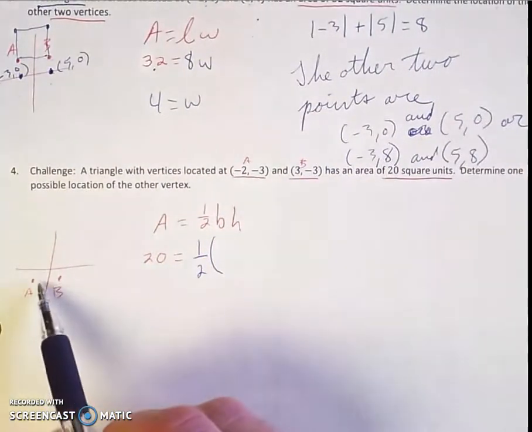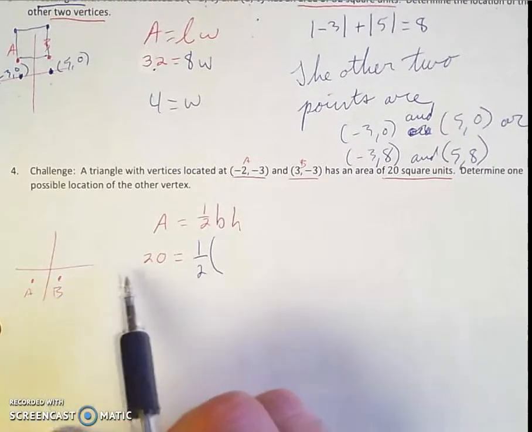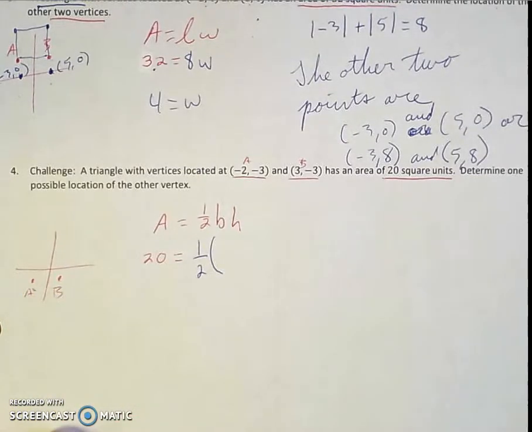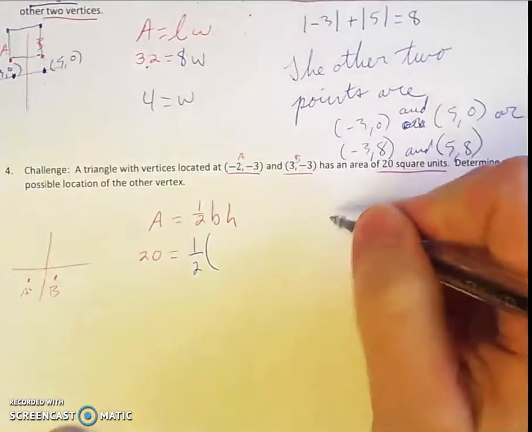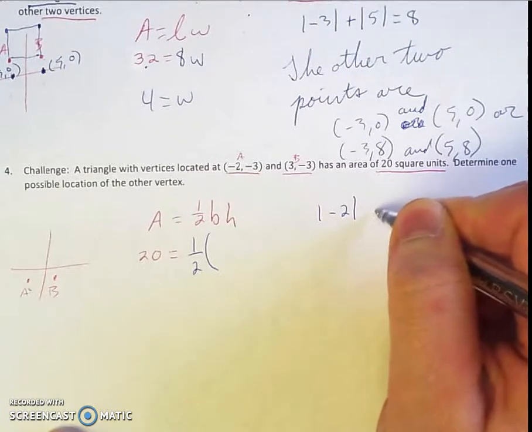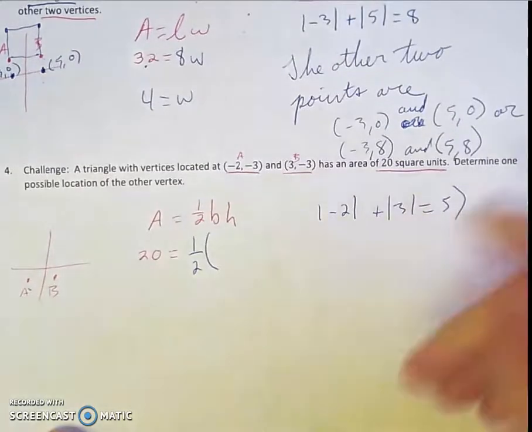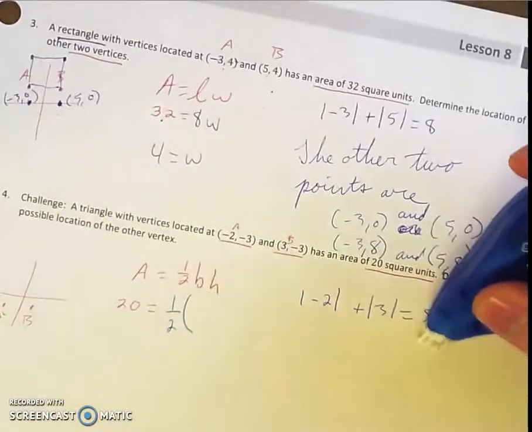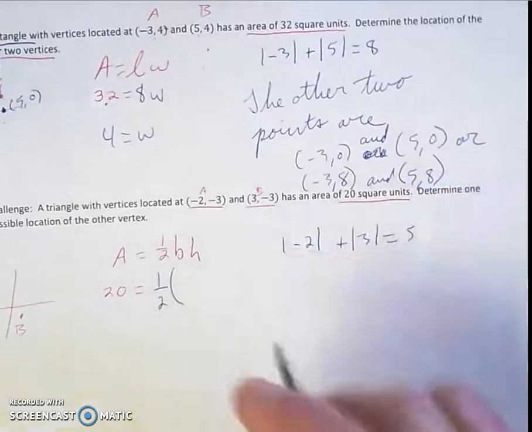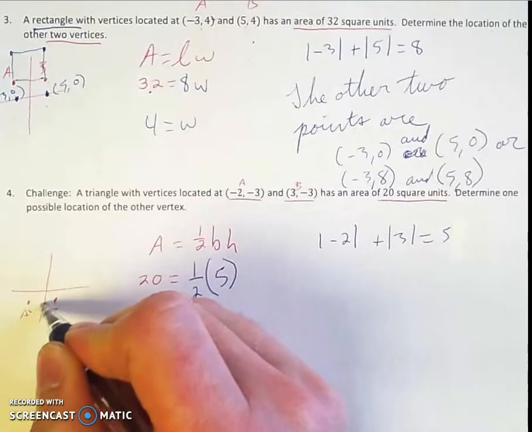Okay, so now what I see here is we have a base over here. So now what I'm going to do is I see that I have the same y coordinates. So I need to find the distance between our two x points. So absolute value of -2 plus the absolute value of 3, okay, that gets me 5. Okay. So what that means is we have a base of 5. Okay, so from point A to point B is going to be 5.